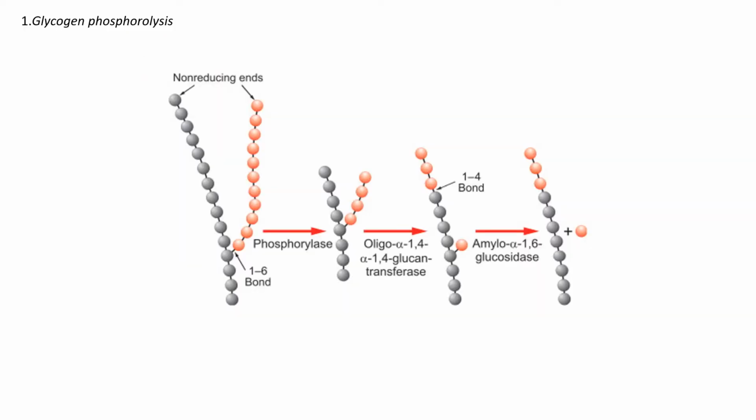Now let's look at the glycogen phosphorylases. Glycogen degradation is initiated by the action of phosphorylase. It's an enzyme which will break the alpha-1,4 bonds, and then it will insert a phosphate at carbon 1 to the non-reducing end. Apa kita dapat? Glucose 1-phosphate.